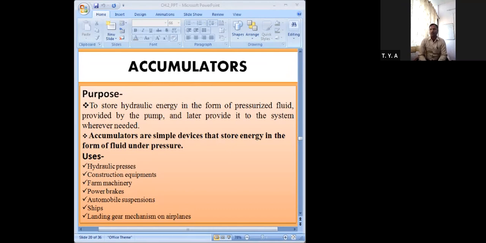Getting it? Now we'll go further, to the types of the accumulator.